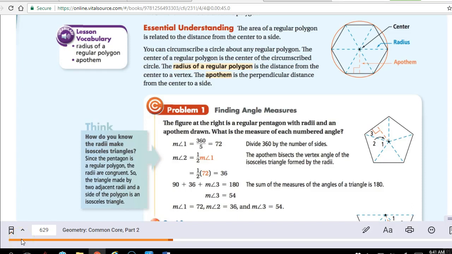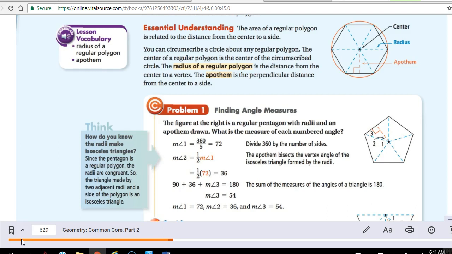Hello again. We're going to be looking at problem 1 on page 629. This is in section 10.2 of your textbook. Before we do, we need to just get some essential understanding. That's why I want to talk about this up here before we actually do the problem.